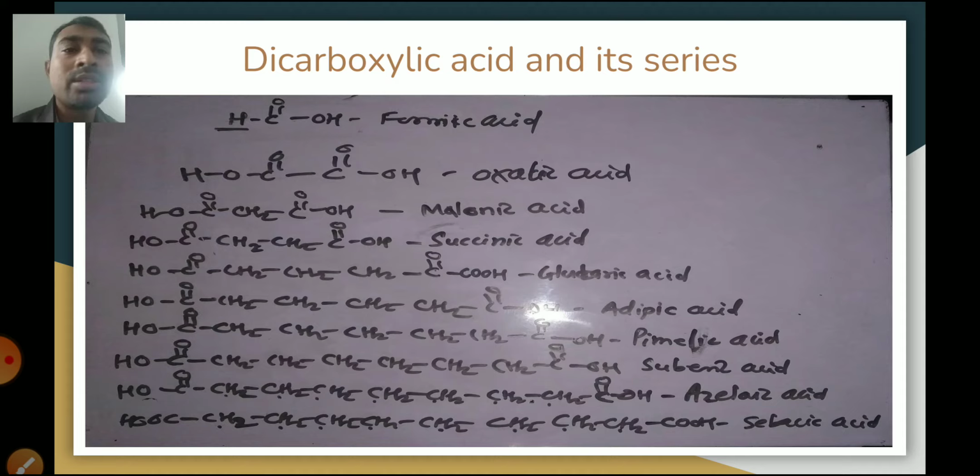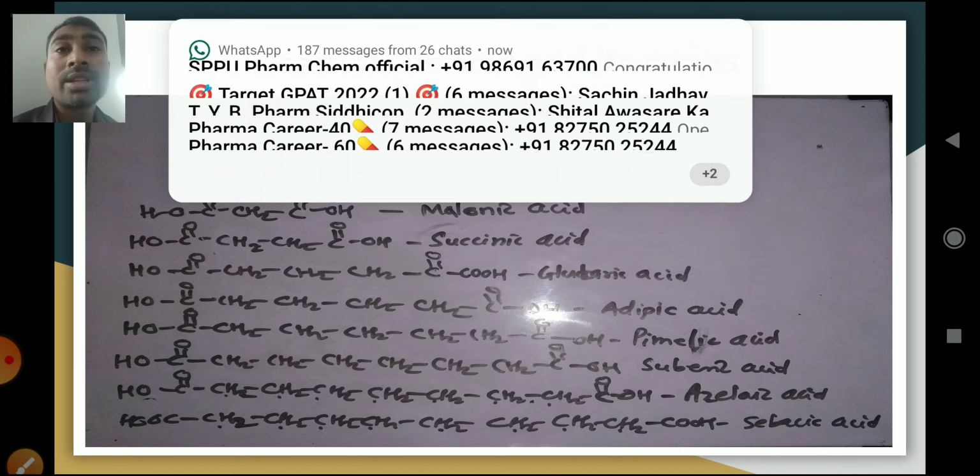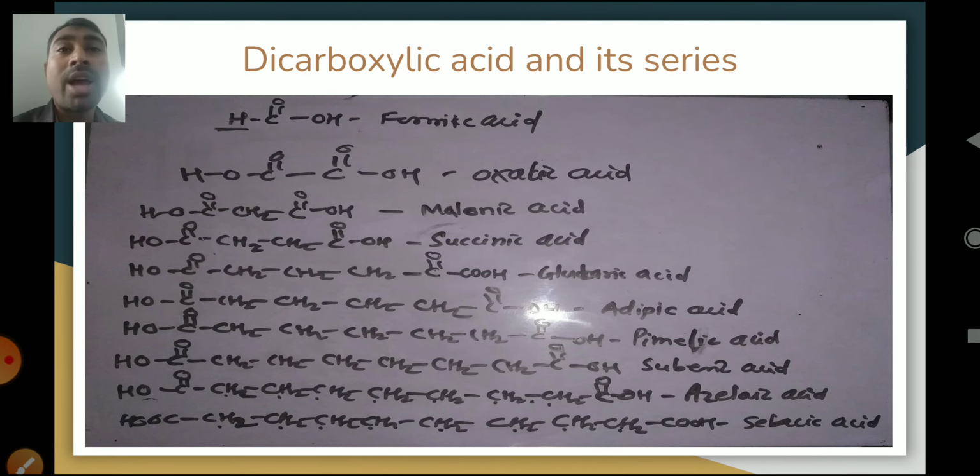After pimelic acid, we have six methylene groups, that is n-hexylene, and suberic acid will form. This is most important for us. Suberic acid is utilized as a dye, and it will be used in pharmacognosy specifically, or botany people know about suberic acid.